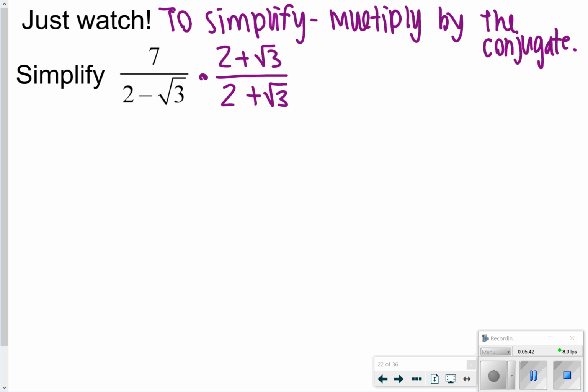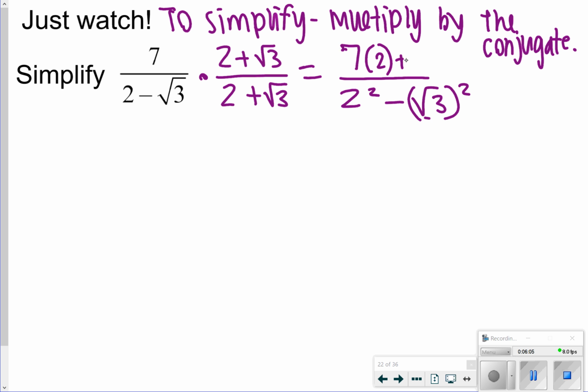Okay? What's going to happen here is I'm going to get 2 times 2, and then the square root of 3 times the square root of 3. So that would give me, on the bottom, 2 squared minus the square root of 3 squared. Okay? On the top, I would get 7 times 2. It's almost like you're distributing the 7 plus 7 times the square root of 3.